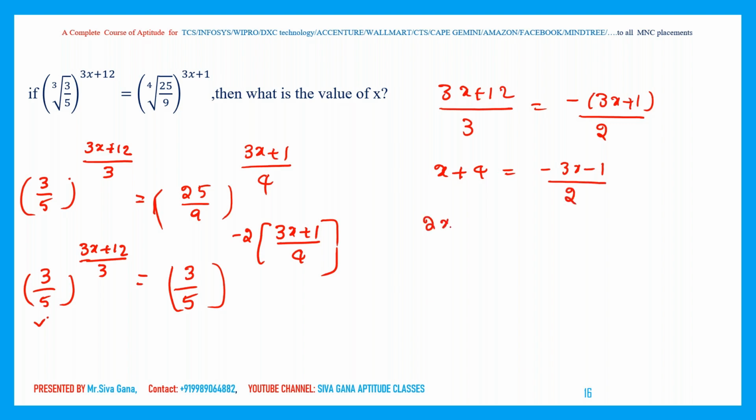Which is nothing but x plus 4 is equal to minus 3x minus 1 divided by 2. So 2x plus 8 is equal to minus 3x minus 1. So 5x is equal to minus 9, x is equal to minus 9 by 5. Simple algebraic question, nothing more than that.